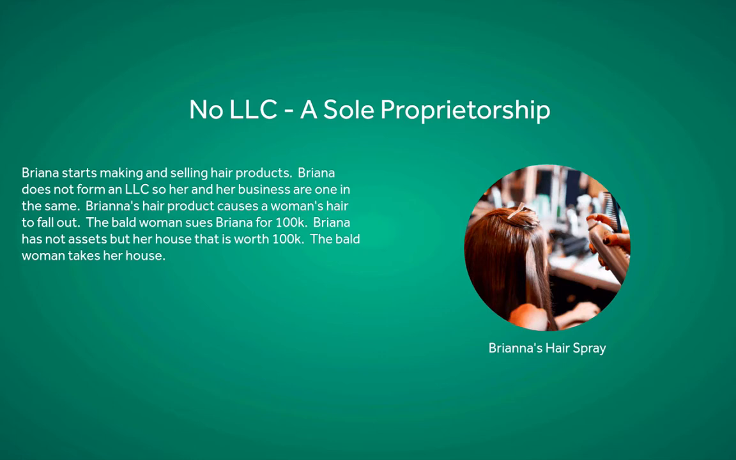So if Brianna's hair product causes a woman's hair to fall out, the bald woman can sue Brianna personally. And say the woman sues Brianna and gets a judgment against her for $100,000, and she does not have any assets other than her house that is worth $100,000. Then the woman can exercise her judgment against Brianna, and she can take her house in order to satisfy that judgment. So that is an example of what would happen if someone does not have a limited liability company, or if they have a sole proprietorship, or they have no limited liability.